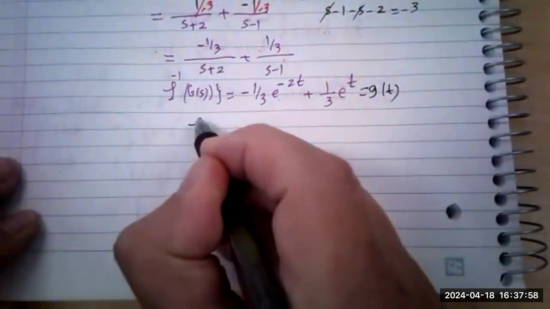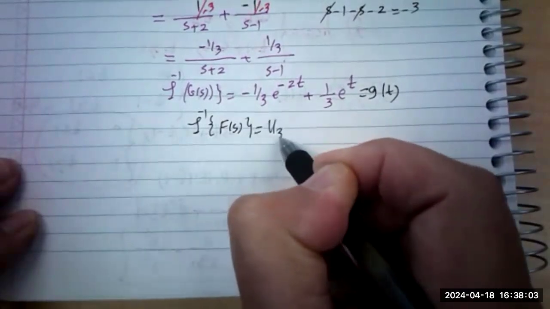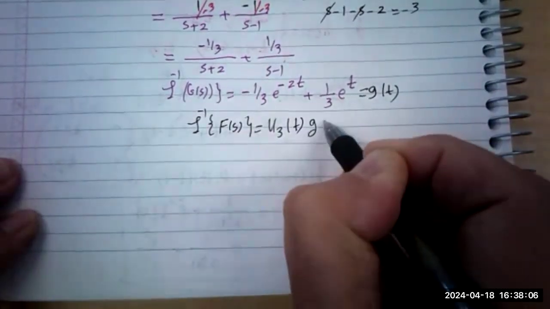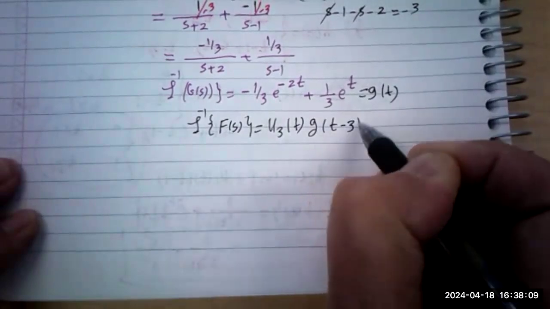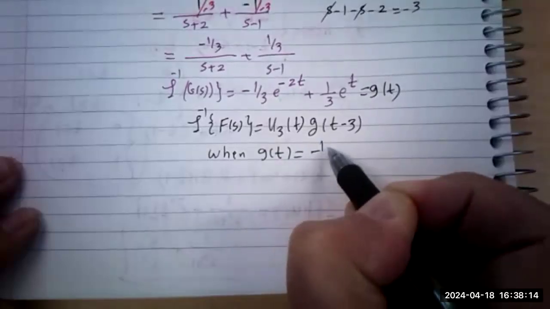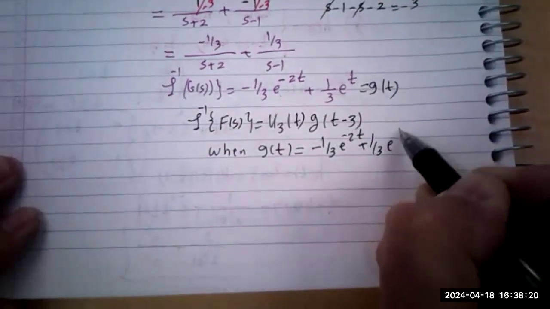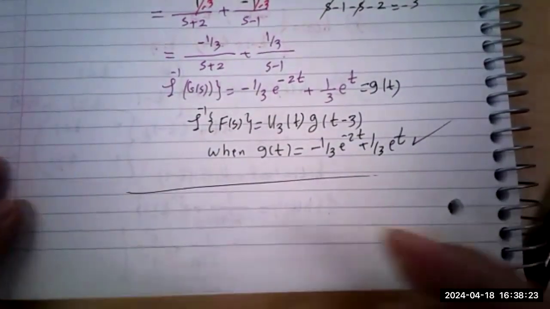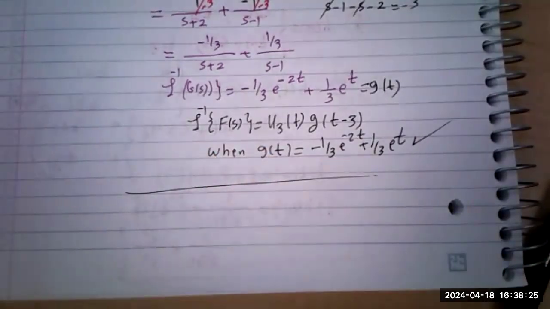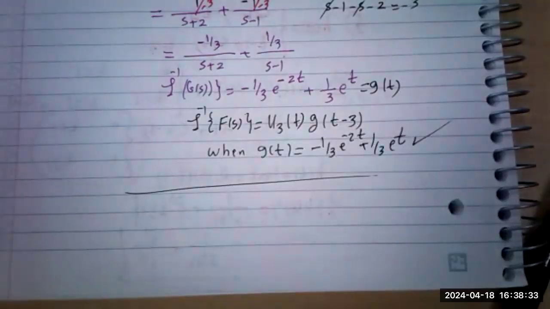So the final answer is the Laplace inverse of f of s is going to be u3t, g of t minus 3, where g of t is equal to negative 1/3 e to the negative 2t plus 1/3 e to the t. This is a shorter version to write it down. Otherwise, you have to change the t into the t minus 3 all over the place. But whatever you call it g of t, you have to shift it. So the shifted one would be g of t minus 3.